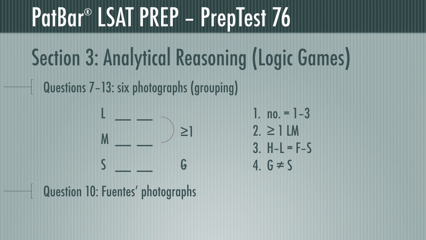Question 10 wants you to find which could be true about the appearance of Fuentes photographs. Another could-be question, so let's get rid of what cannot be. Fuentes cannot have two in sports and one in lifestyle. That violates our third rule. C also cannot be per Rule 3. If Fuentes has one photo in sports, Hui must have one photo in lifestyle.